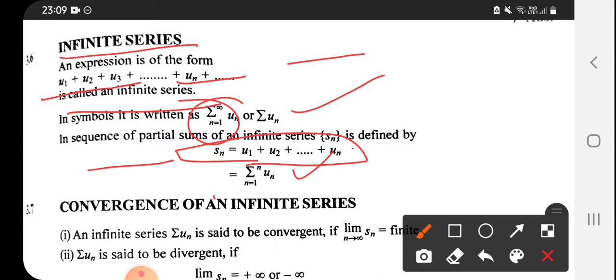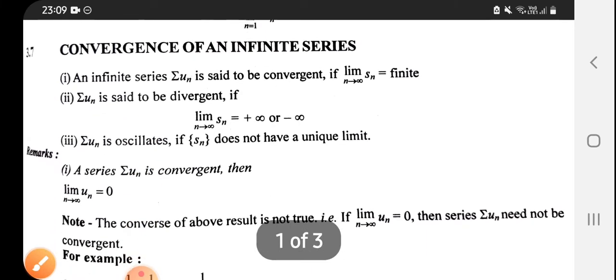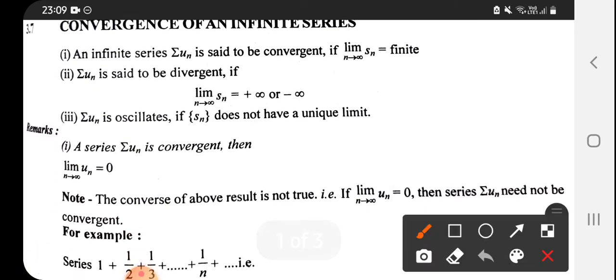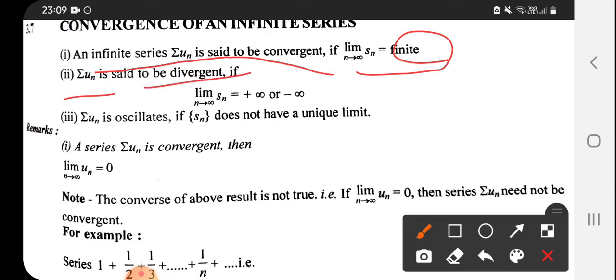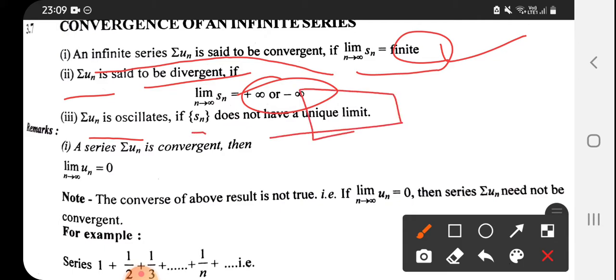Convergence of an infinite series. An infinite series summation un is said to be convergent if limit n tending to infinity Sn is equal to a finite number. Summation un is said to be divergent if limit n tending to infinity Sn is equal to plus infinity or minus infinity. This is the convergence test of the series. Summation un oscillates if Sn does not have a unique limit.